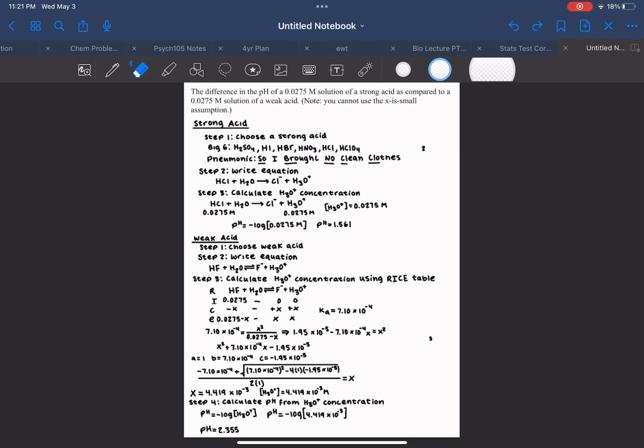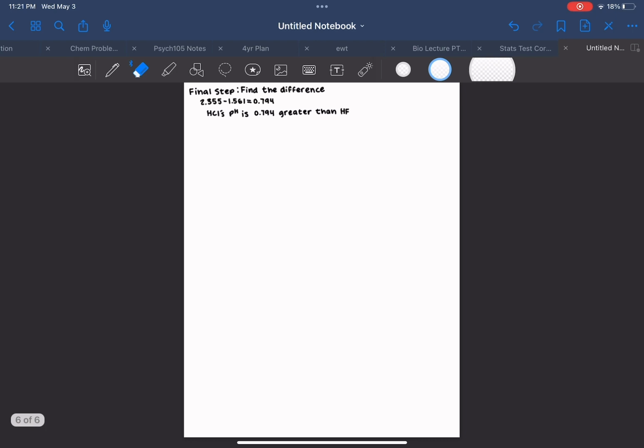Now the problem's asking for the difference though, so let's solve for that. We take our two values and subtract them, and we get a difference of 0.794. So we can say HCl's pH is 0.794 lower than HF's. And that's the problem. Good job, guys.